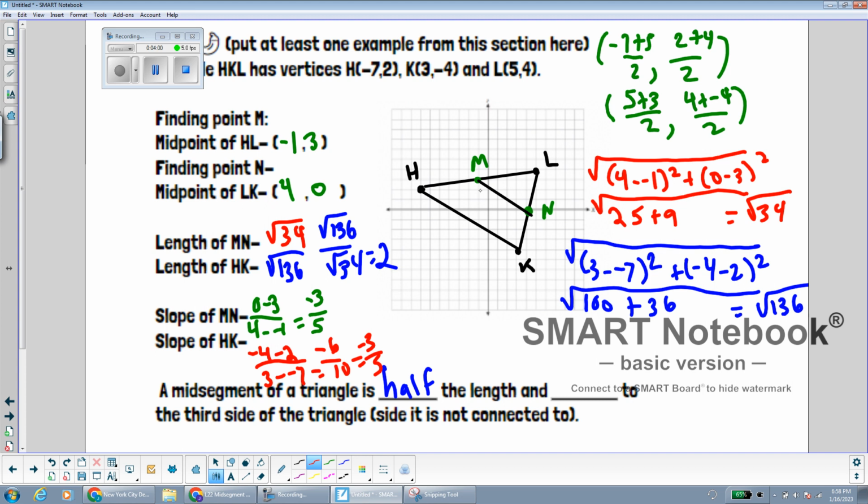So both the slope of the midsegment and the third side of the triangle are the same. And when we have two line segments or lines that have the same slopes, that means that they are parallel. So not only is the midsegment half the length of the third side of the triangle, but it's also parallel to it as well. So those are our two parts of our midsegment theorem for triangles.